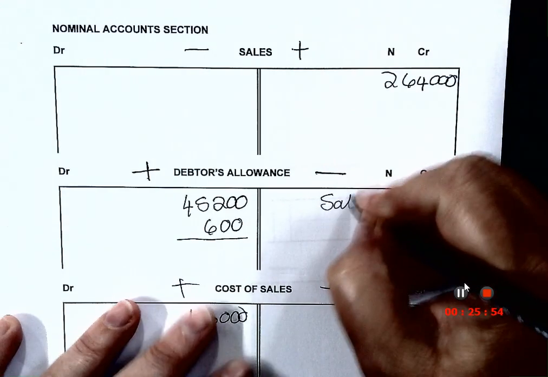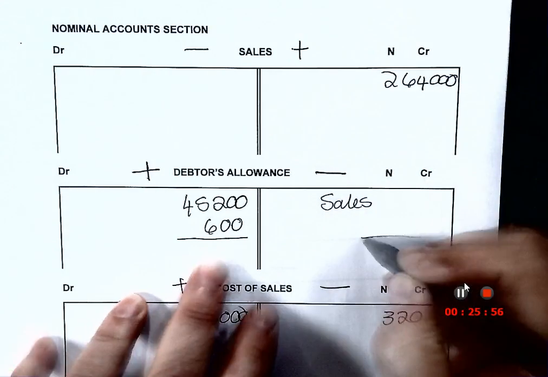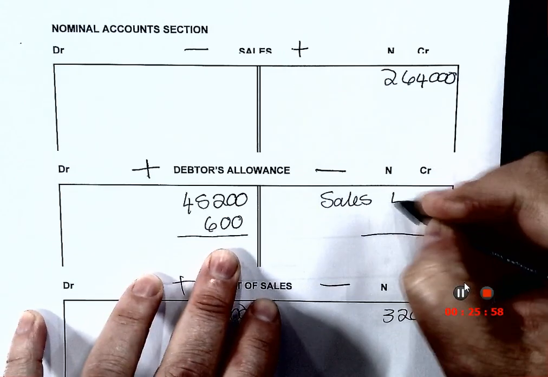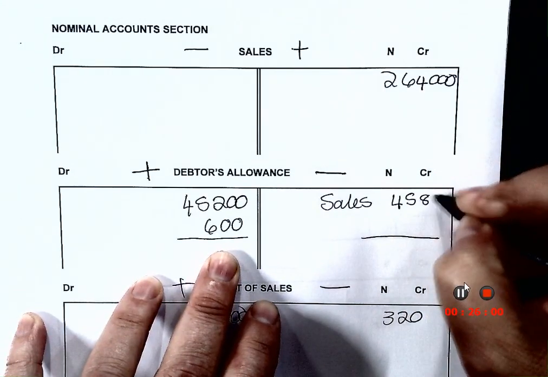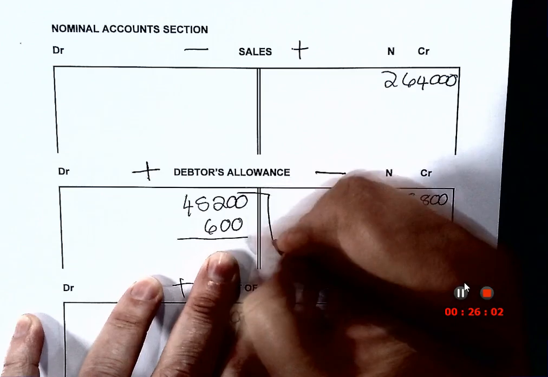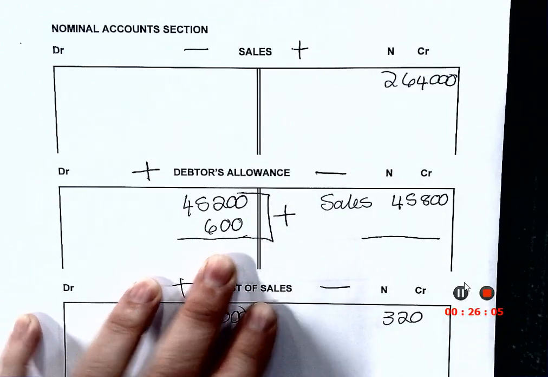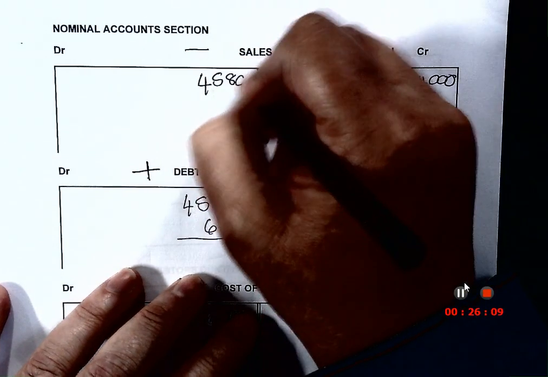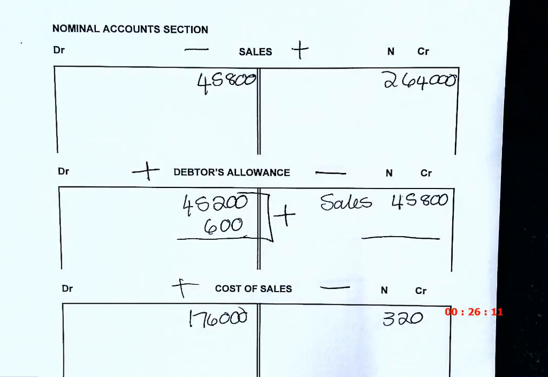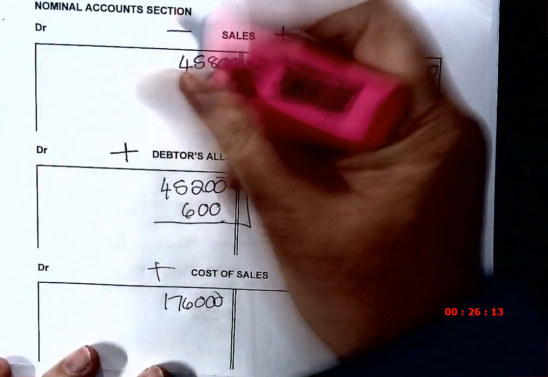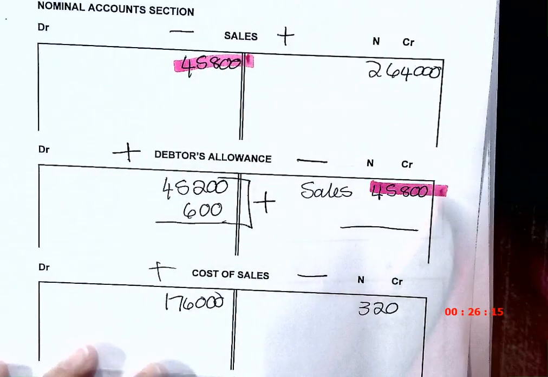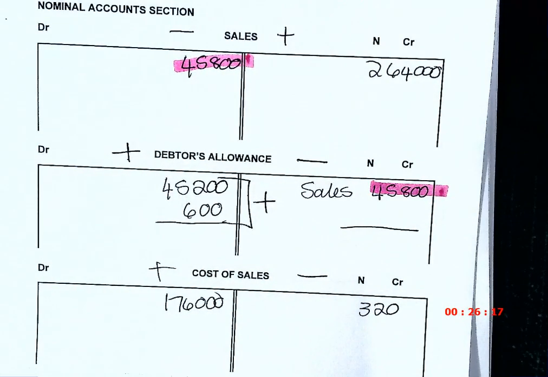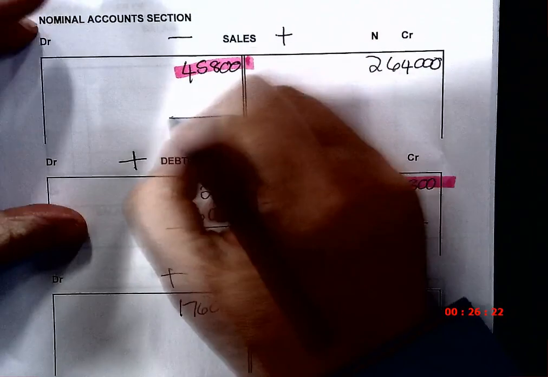How much is going to sales now? 4,5,800. Can you see I added those two? So the 4,5,800 goes to sales. There it is. Now I close sales to trading account. How much will go to the trading account?